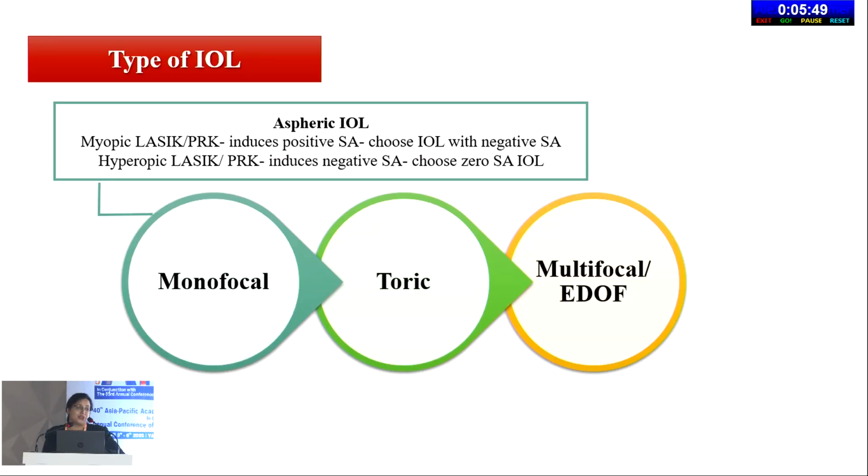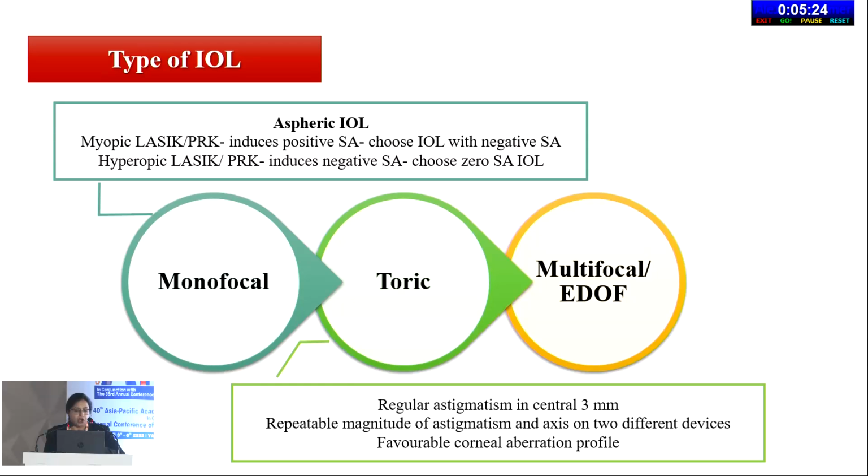Monofocal IOLs should be preferred, of course. For myopic LASIK PRK, the procedure itself induces positive spherical aberrations, so choose an IOL with negative spherical aberration, which are most of the commonly available IOLs. However, in hyperopic PRK or LASIK, the procedure itself induces negative spherical aberration, so try to choose a zero spherical aberration IOL so that you do not add to these aberrations. Toric IOL: with post-radial keratotomy, only in select cases. For LASIK PRK you can go ahead.